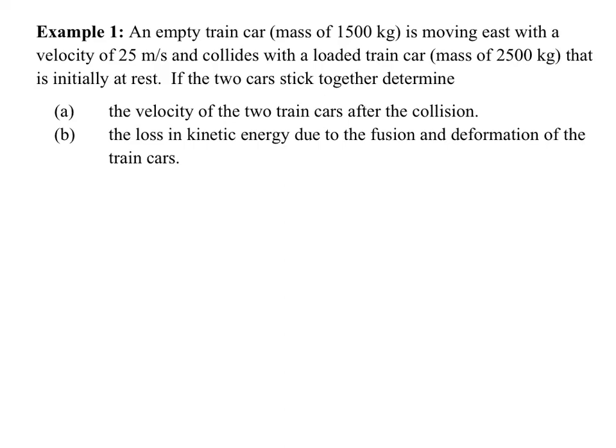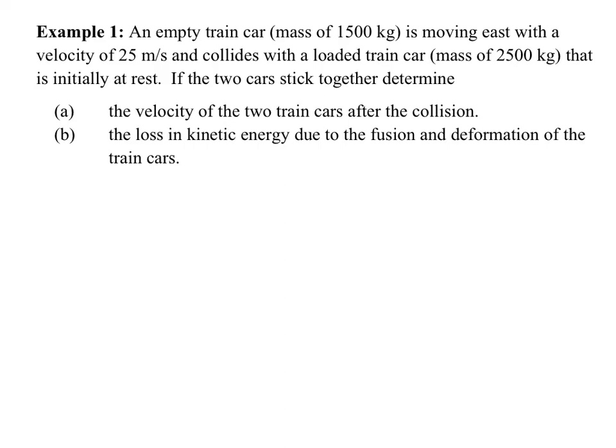An empty train car, mass of 1,500 kilograms, moving east with a velocity of 25. Now, the car is empty and it's moving, and it's got little mass. And it hits this other train car that has a lot of mass, but it's stationary. Now, we want to figure out, if the 2 cars stick together, the velocity of them after the collision. So what kind of a collision is this?